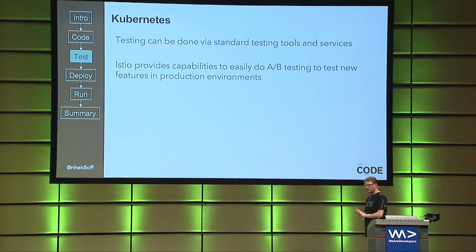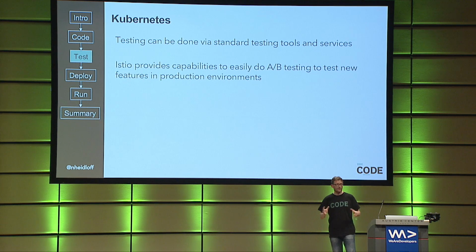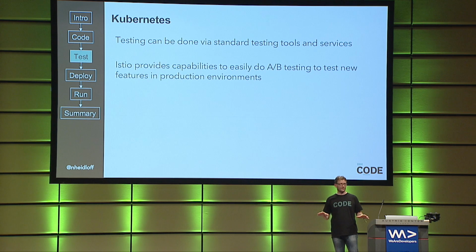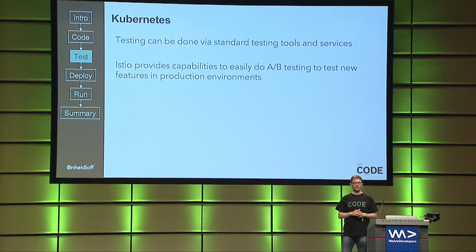Okay, so next is testing. Now, testing is obviously a really, really wide area, and there are many different types of tests: unit tests, integration tests, system tests, and so forth. I'm not going to cover those types of tests today. I want to cover, however, one important type of testing, the A/B testing, which is important if you want to understand the differences between Kubernetes and serverless.